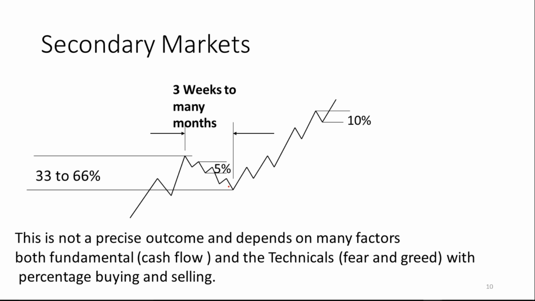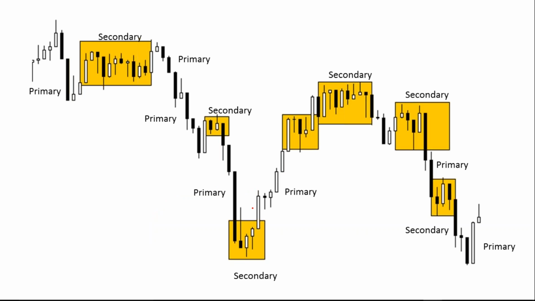When we look at the broader markets themselves, these secondary markets occur more than 50% of the time, and they can take 3 weeks to many months to resolve themselves. So we get what's called a primary move underway, and often markets move into these secondary phases, and then the primary move resumes again, or it does not resume again. What that looks like is this.